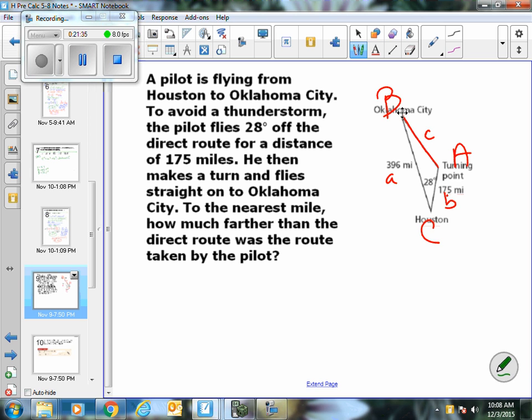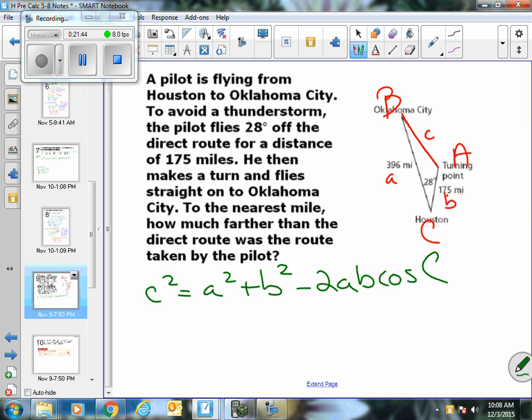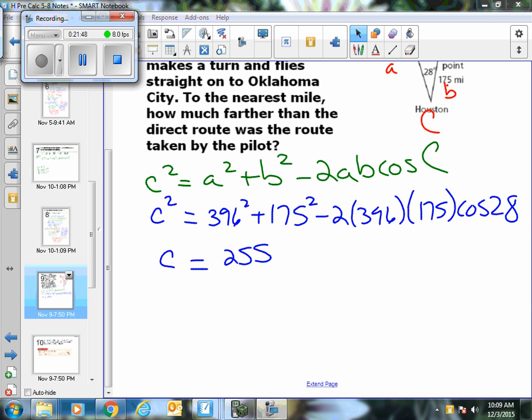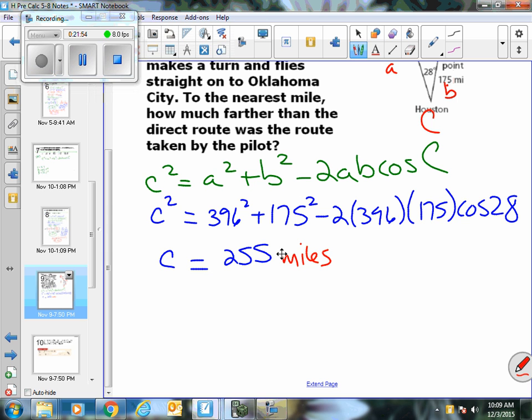So to find our side c, we're going to set up our law of cosines. I'm going to have you pause the video and see if you can calculate what that little c would be with those numbers. All right, so by my calculations, it looks like 255 miles would be the distance from the turning point to Oklahoma City. So how are we going to calculate the total miles that they flew?